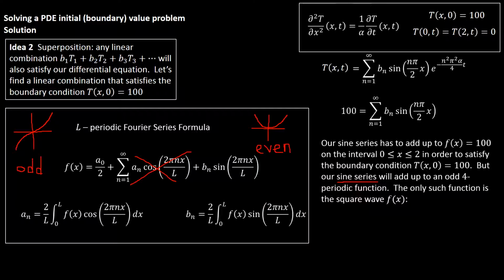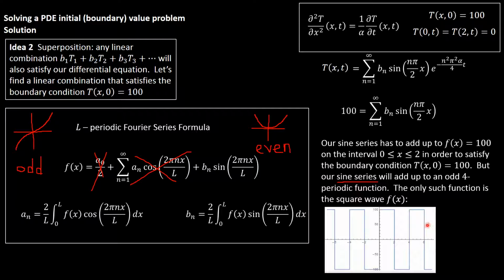Oh, I should move this off. That's going to be 0. Anyway, we have a sine series, so it automatically adds up to an odd function. And its period is going to be 4, because L is 4 in this formula. Well, what's an odd function that is 100 between 0 and 2, and it's periodic of period 4? Well, it's the square wave.